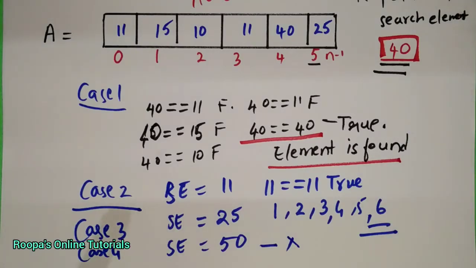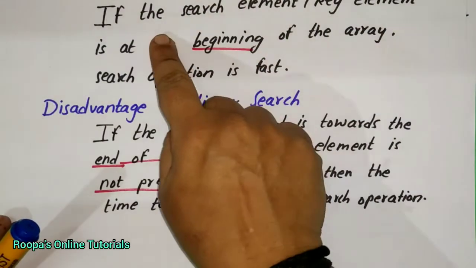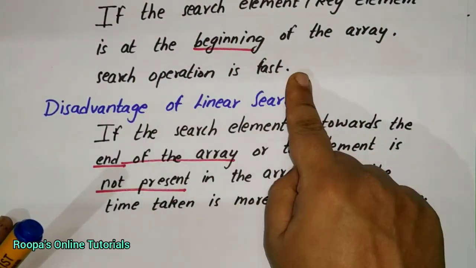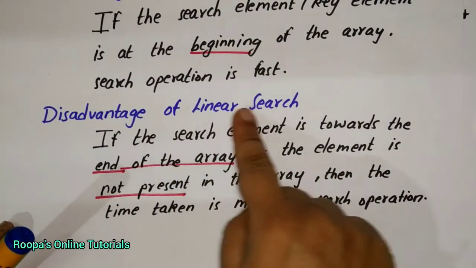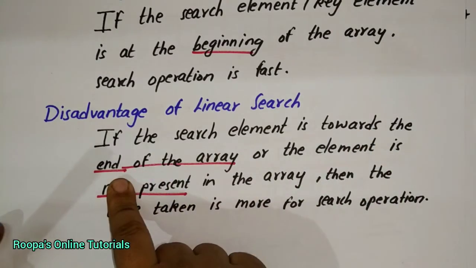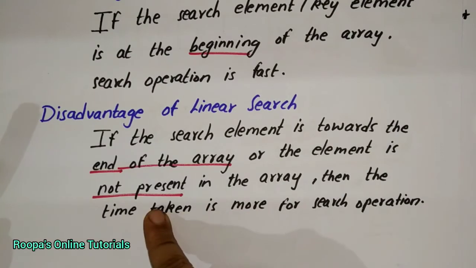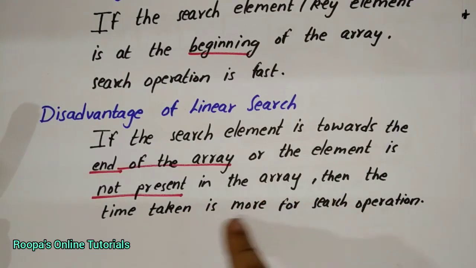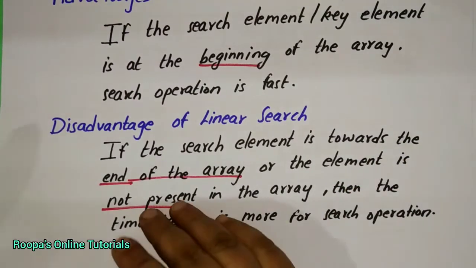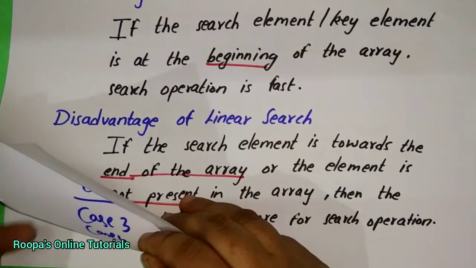So here I have just mentioned it. What are the advantages of linear search? If the search element or the key element is at the beginning of the array, the search operation is fast. And what is the disadvantage of linear search? If the search element is towards the end of the array, or the element is not present in the array, then the time taken is more for the search operation. Is this clear? So this is important, advantages and disadvantages of linear search.